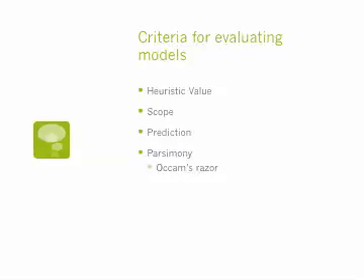Now, the criteria for evaluating models are heuristic value, scope, prediction, and then parsimony. I'll go through and talk a little bit about each one of these. Heuristic value basically means, does it help us break down a complex process into something that's more easily understood? A heuristic you can think of as being a mental shortcut. So one example of a heuristic is you get what you pay for, right? Now, if we look at that heuristic, it implies that the better something is, the more it's going to cost.